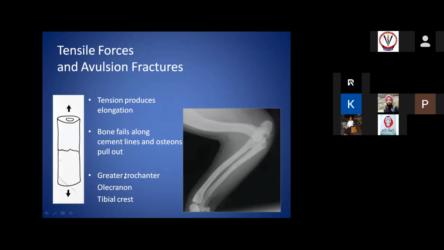So mostly you get such fractures in these areas. Number one, the greater trochanter in the case of the femur. Number two, the olecranon in the case of the radius and ulna. And number three, the anterior tibial tuberosity in the case of the tibia. So these are tensile forces, and the type of fracture is avulsion.